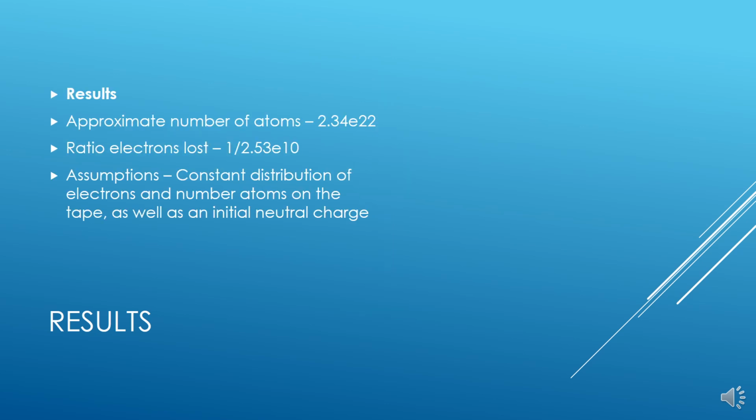The final results for this experiment are that the approximate number of atoms in the tape was 2.34 times 10 to the 22nd. The ratio of electrons lost was 1 to 2.53 times 10 to the 10th. And the final assumptions for this experiment are that there was a constant distribution of electrons and number of atoms on the tape, as well as an initial neutral charge of the tape.